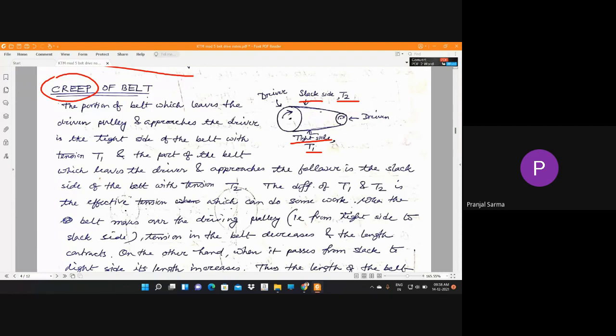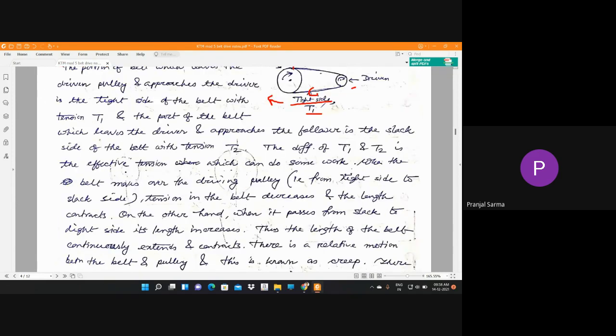Now, as we know, the portion of the belt which is leaving the driven pulley and approaching the driver pulley is the tight side. It is leaving this pulley and approaching the driver, as if it is being pulled here, and the tension we are considering is T1. The part of the belt which is leaving here, where the contact is broken, is leaving the driver and approaching the follower. It is the somewhat slack side, having tension T2.